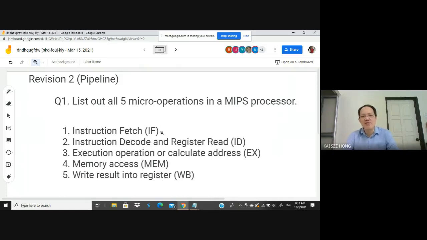So basically, they will do the relevant micro operation during a certain stage: stage 1, 2, 3, 4, 5. That's why in your MIPS pipeline diagram, you can see all those five items. These are the five stages that have been pipelined so that they overlap one another.